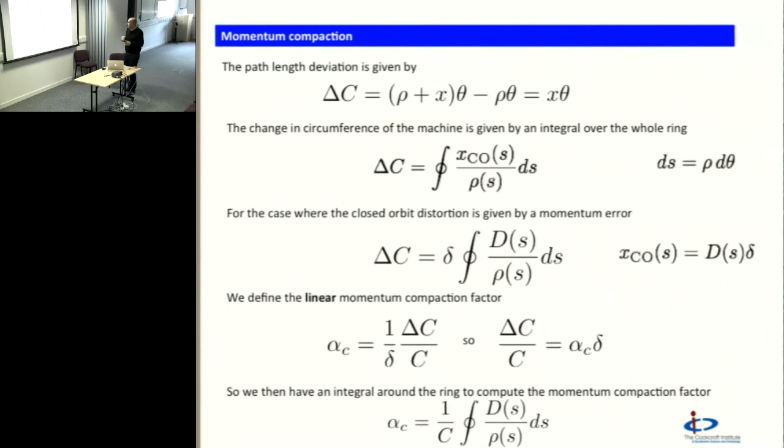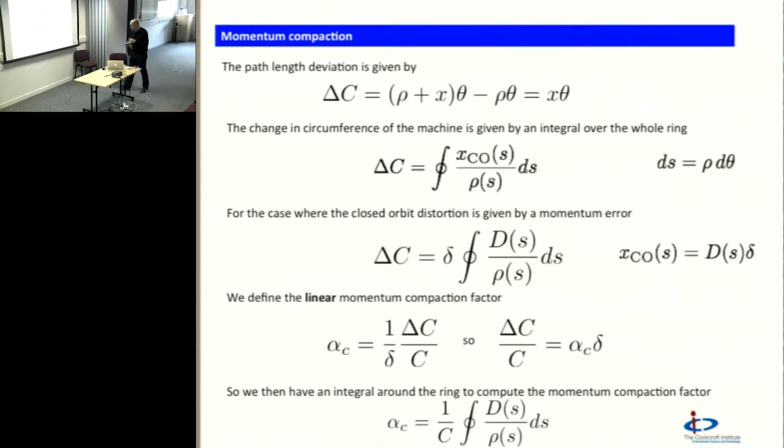The change in circumference of the entire machine would be adding up all these little path length errors around the entire machine. So a sum of all elements that would give us a path length difference. We write that as an integral, a closed integral around the machine, where we have x times theta. So that's x, the closed orbit shift of the particle through the element. Then we have d theta, which we write as ds over rho, where ds is a step through a dipole and rho is the relevant bend radius.